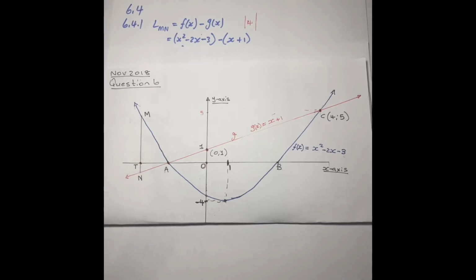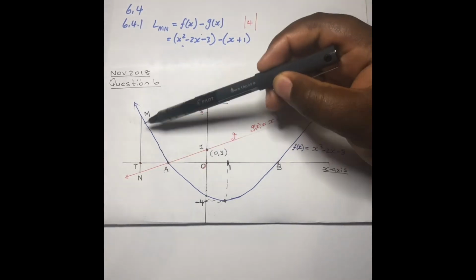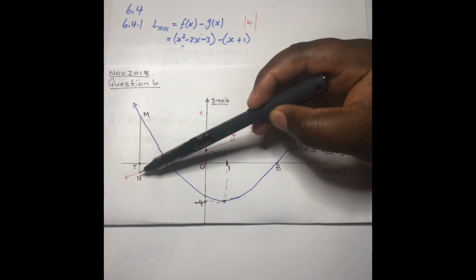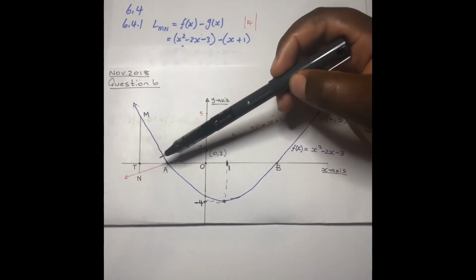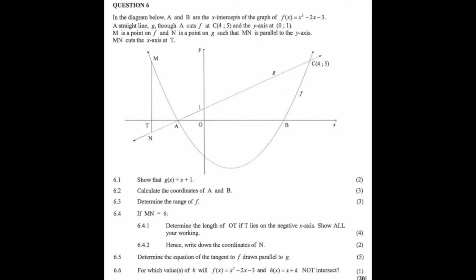Okay, guys, let's move to question 6.4. It indicates that if MN is equal to 6, so this is MN. So they're indicating that if the length from M to N is equal to 6, then 6.4.1 says determine the length of OT if T lies on the negative x-axis. Show all your working. This question is allocated 4 marks.